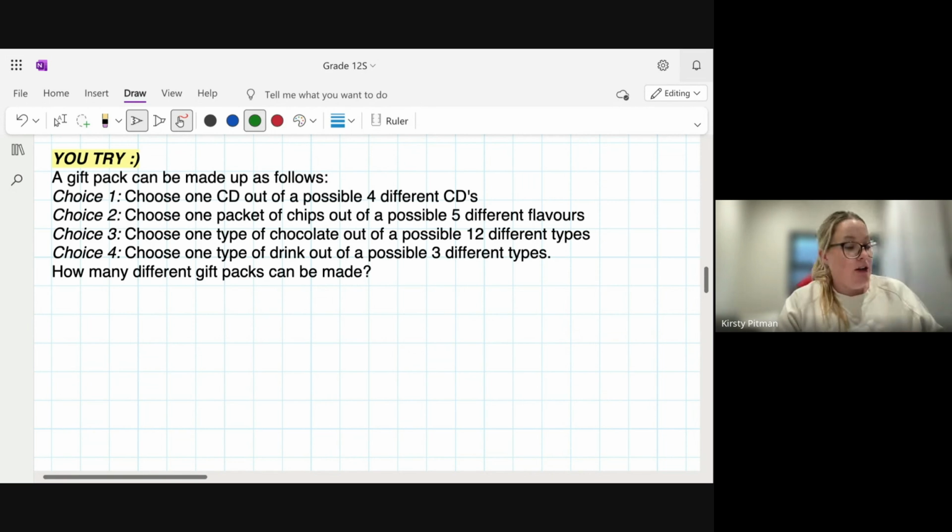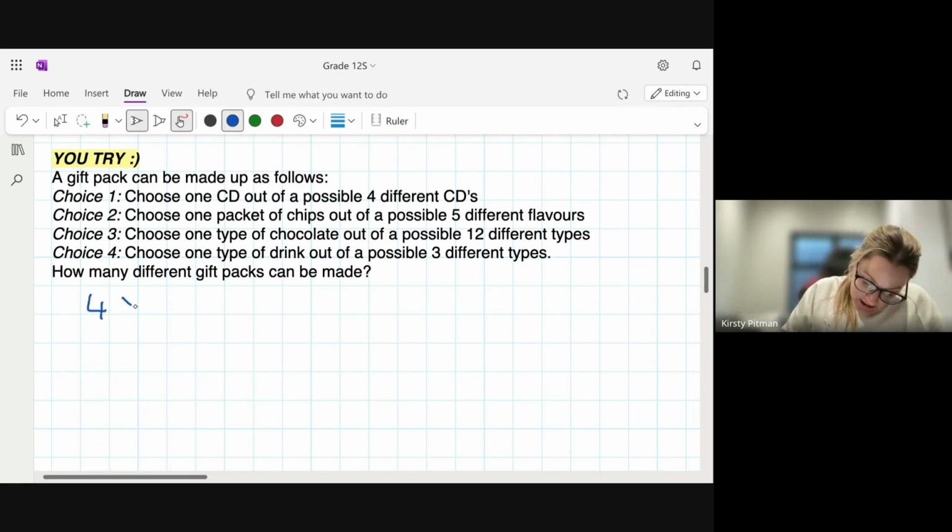Okay, let's go have a look. So I've got 4 different CDs. So I hope that on your page, or your book that you've got for Teacher Sam, you're writing 4 times 5 different flavors of chips. So 5 times, for choice 3, 12 different types of chocolates. And for the drink, 3 different drinks.